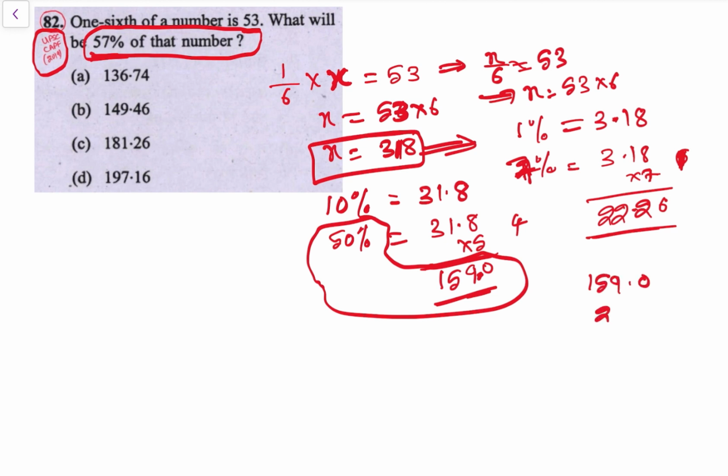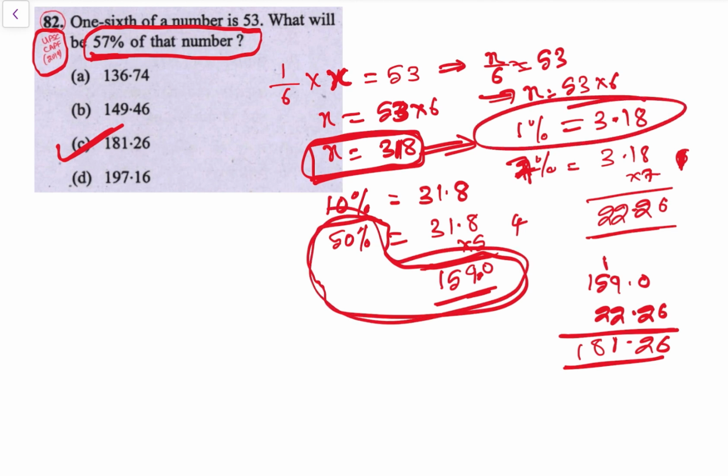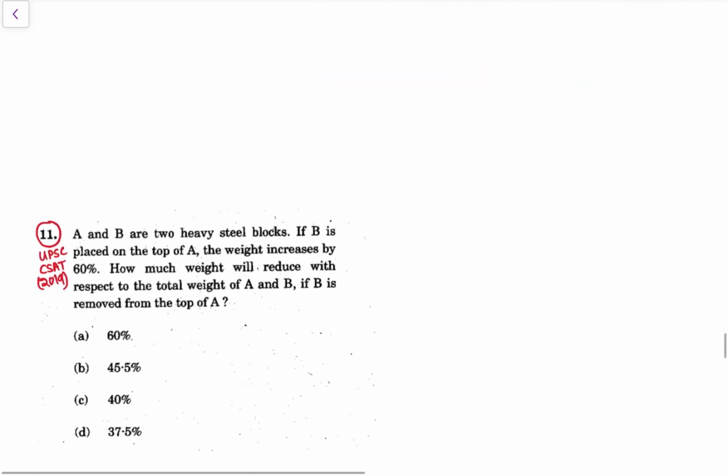159.0 plus 22.26 is 181.26. So 181.26 is the answer. What are we doing? We got the number, then we got 50%, then 1%, then we do normal multiplication. So these are the techniques we will be using in these questions. So this is the answer. Now let's see the next question.